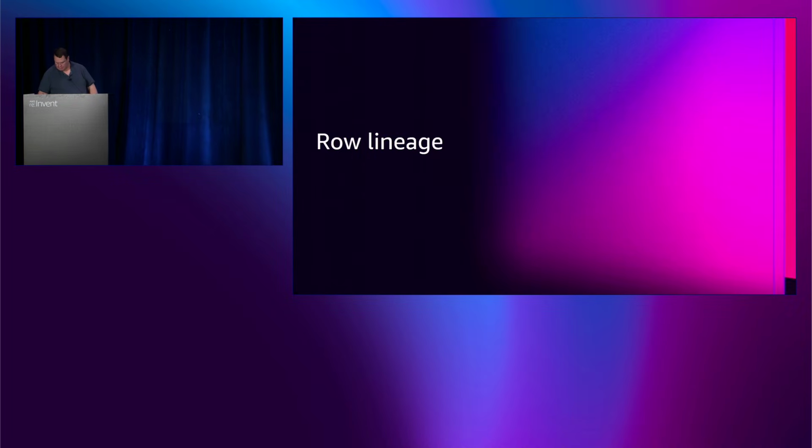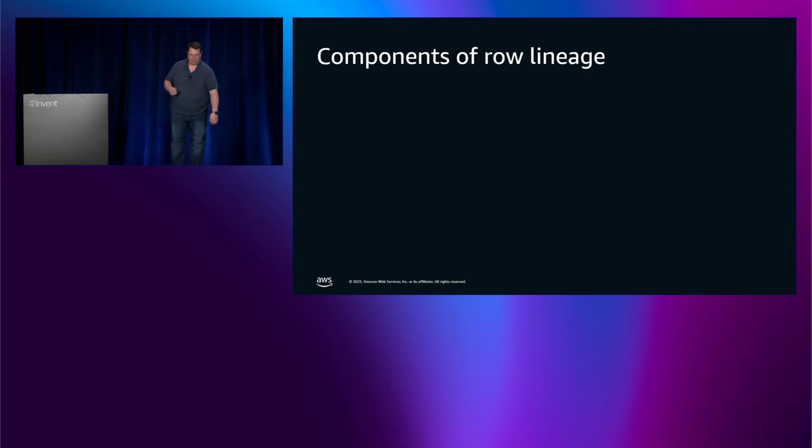Okay, that's deletion vectors. Let's go ahead and talk a little bit about row lineage. So row lineage is really a great change tracking feature that's been brought to the V3 spec.